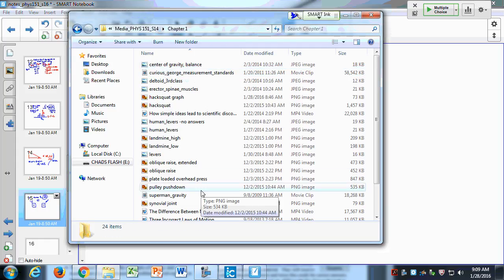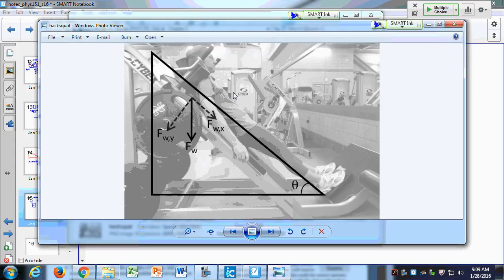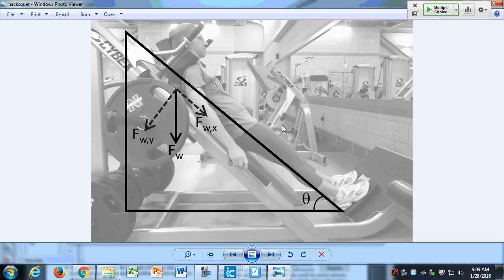Let's see, what was it I wanted to show you? Oh yeah, the hack squat. You know what the hack squat is? This is the hack squat. And this is my wife. Isn't she beautiful? Yes is the right answer. Okay. So anyway, this is the hack squat.